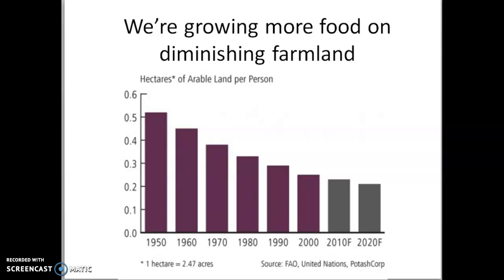And the reason we have not starved is because we have increased agricultural yield. So we're getting more than twice as much food per acre as we did in the 1950s. That's a phenomenal achievement. I'll go on to talk about how we've achieved that in Screencast 4.2.